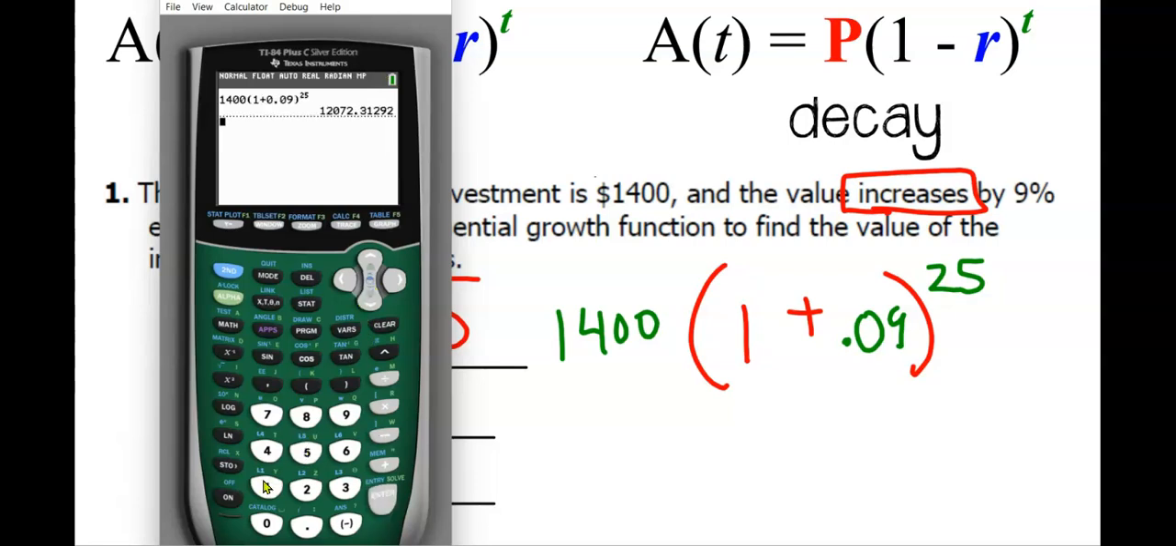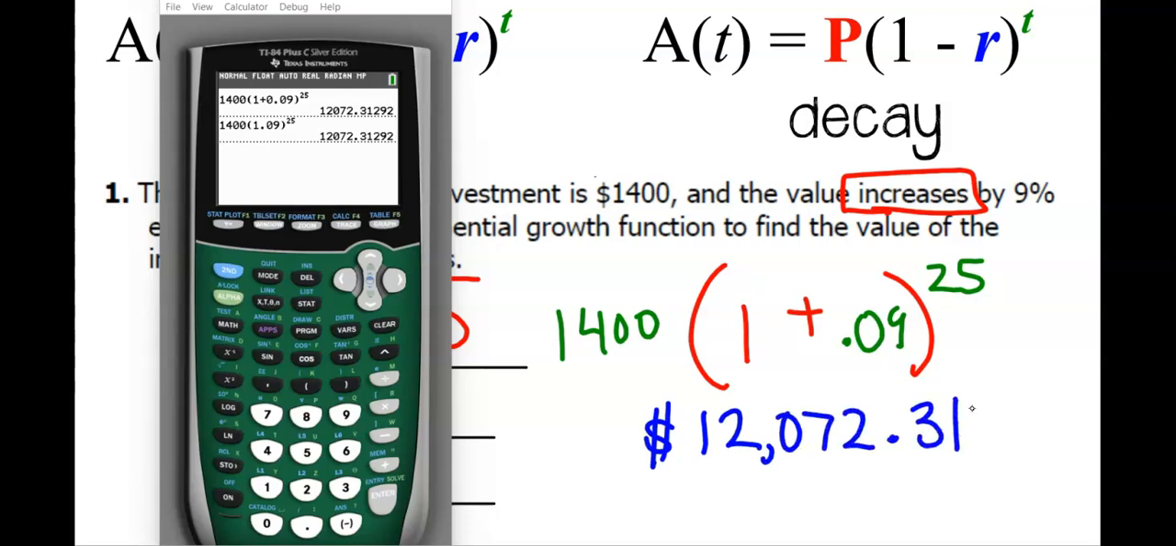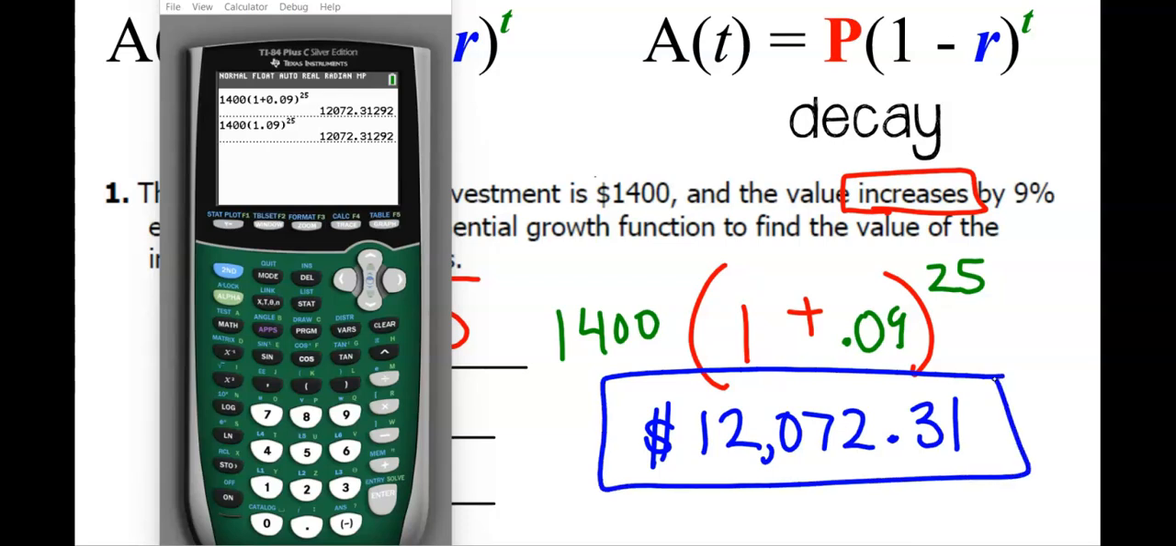Or I could have done a little bit of mental math and typed the answer to 1 plus 0.09 without the plus sign and raise it up to the 25th power. It's up to you how you choose to write it in your calculator. But typically when you write the exact formula, translated the way you initially did, you avoid any errors. Now, because we're talking about money, we're going to round to the hundredths place. So $12,072.31 is how much the investment will be after 25 years.